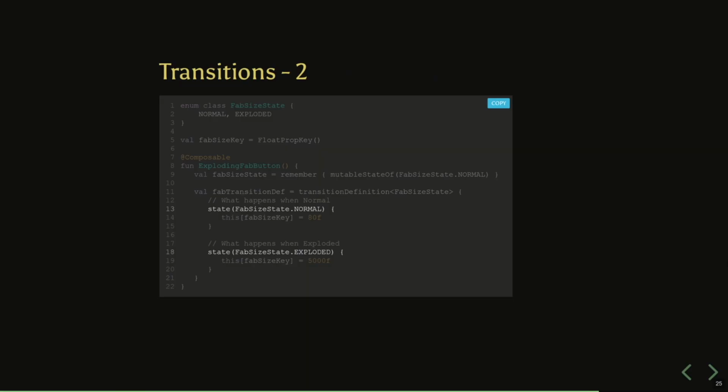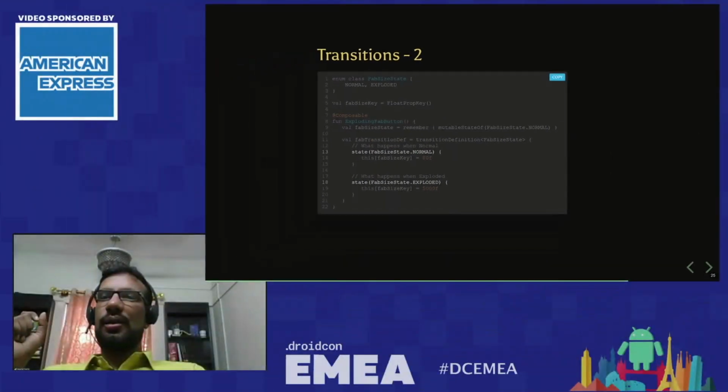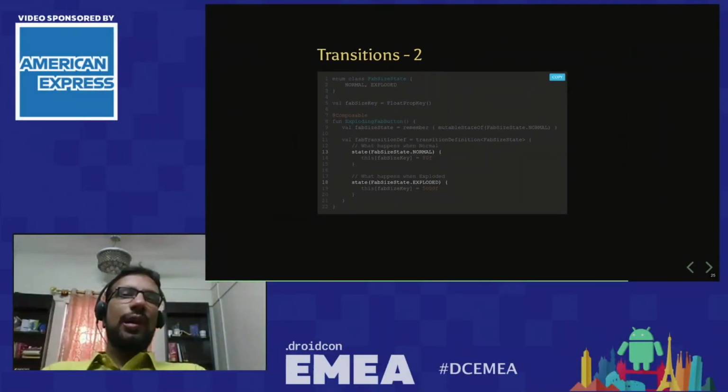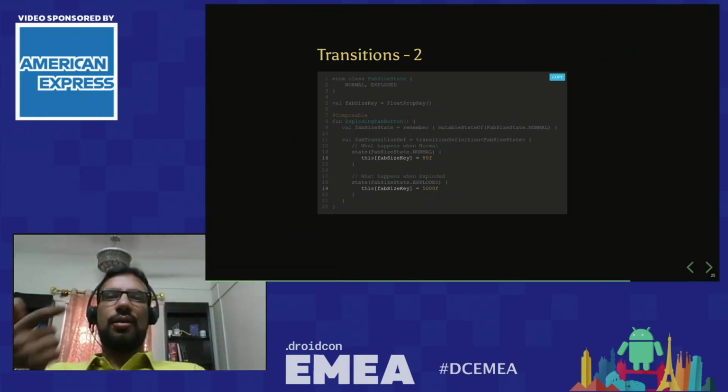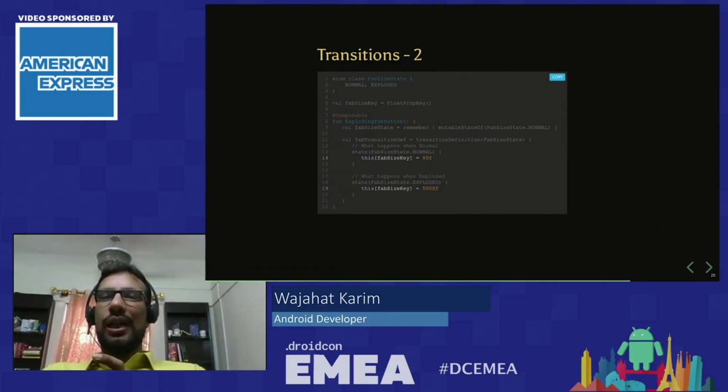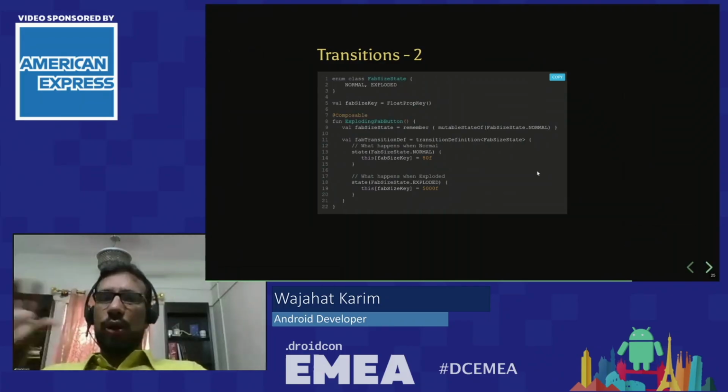What happens when the state is normal? What happens when the state is exploded? So we'll tell the definition what happens. So we'll tell it like this. Okay, when the state is normal, let's set the fab size to 80, and when it's exploded, let's set the fab size to 5,000. So you can see that I have used the previous prop key here.